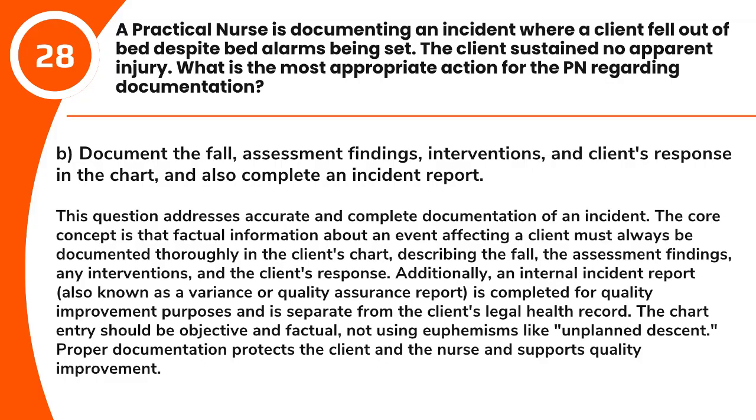This question addresses accurate and complete documentation of an incident. The core concept is that factual information about an event affecting a client must always be documented thoroughly in the client's chart, describing the fall, the assessment findings, any interventions, and the client's response. Additionally, an internal incident report, also known as a variance or quality assurance report, is completed for quality improvement purposes and is separate from the client's legal health record. The chart entry should be objective and factual, not using euphemisms like unplanned descent. Proper documentation protects the client and the nurse and supports quality improvement.